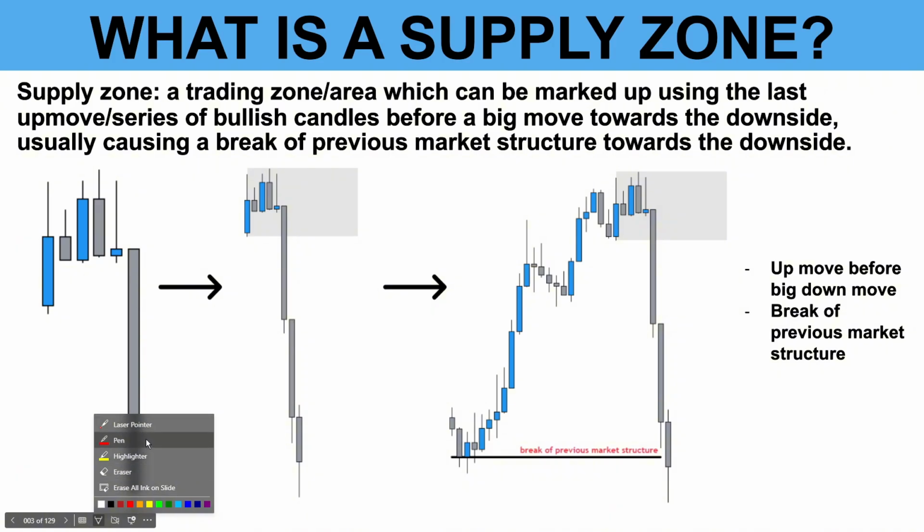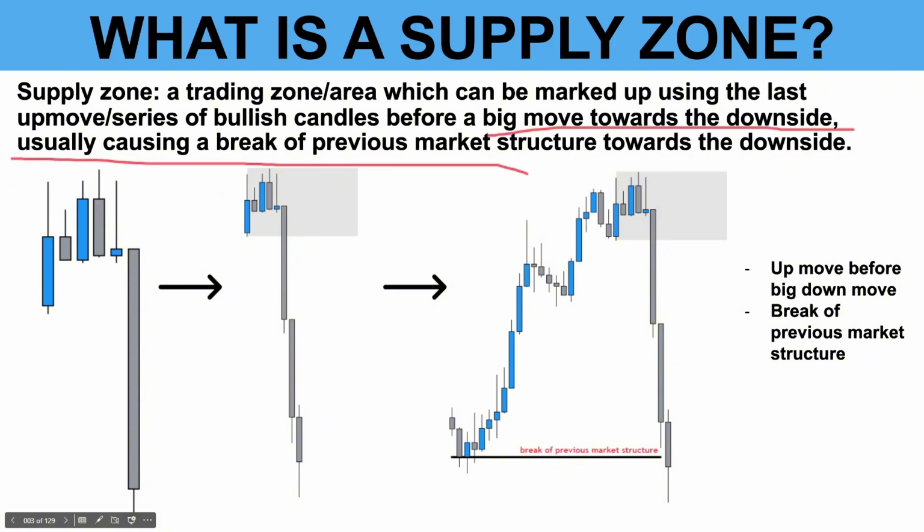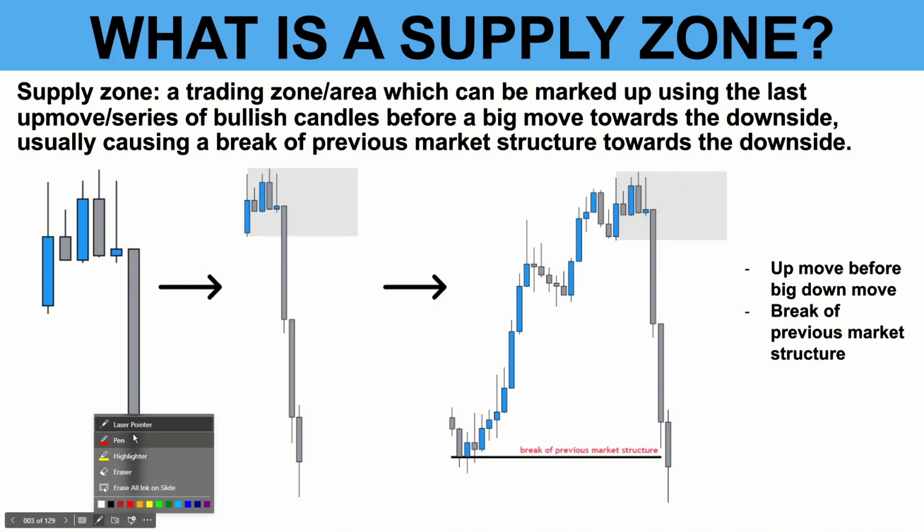And we're going to define what a supply zone is. I'm going to teach you how you can identify supply zones, and we'll just go through what I have laid out here. So first things first, what is a supply zone? A supply zone is a trading zone or area which can be marked up using the last up move or series of bullish candles before a big move towards the downside, usually causing a break of previous market structure towards the downside. Now, that is a lot of words and a lot of things to consume. So we're just going to break this up into small parts, as I've laid it out here.